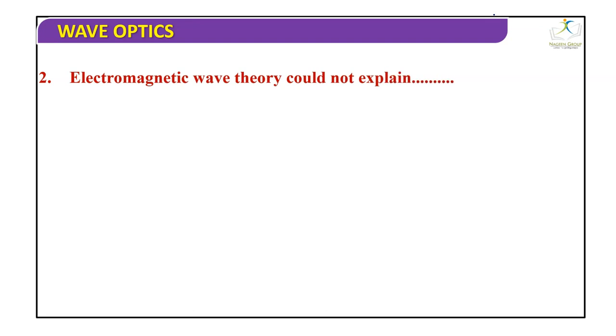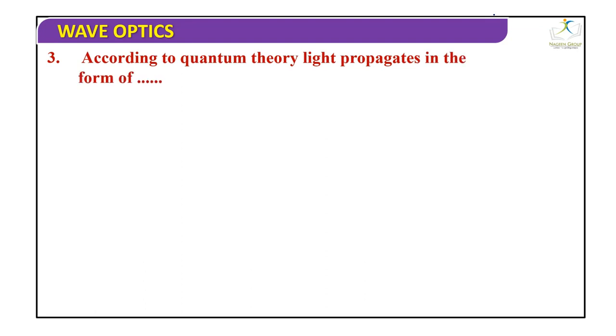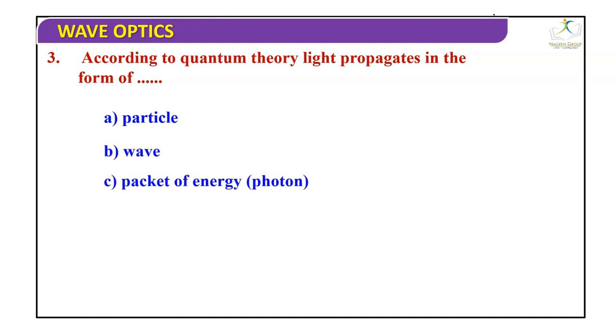Second question: electromagnetic wave could not explain interference, diffraction, polarization, or photoelectric effect. The correct answer for this question is the photoelectric effect. Next, according to the quantum theory of light, light propagates in the form of particle, wave, packets of energy, or none of the above. The correct answer for this question is packets of energy.